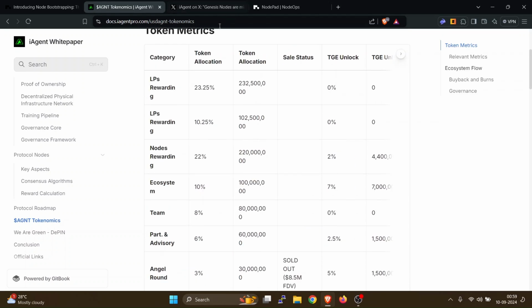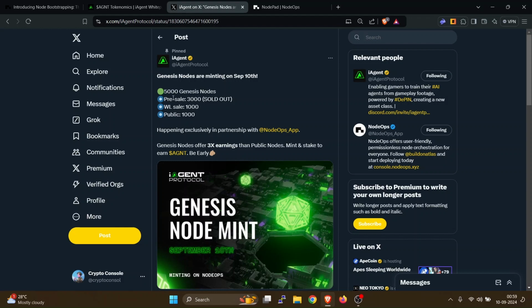So there are two types of node offered by the iAgent protocol: the Genesis node, which is happening on September 10th, and the future protocol nodes. The Genesis node has a 3x earning opportunity, compared to the public nodes, which are the protocol nodes released in future.